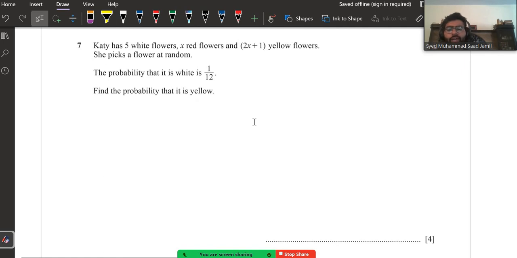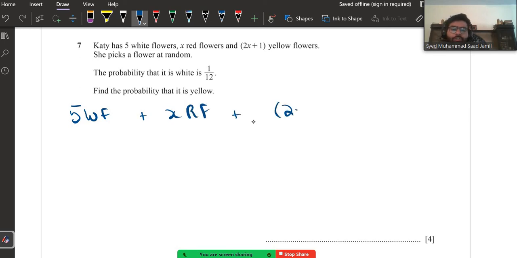Katie has 5 white flowers, x red flowers, and 2x plus 1 yellow flowers. She picks a flower. The probability that it is white is 1 upon 12. Find the probability that it is yellow. Never ever get intimidated by such questions. Just make data. 5 white flowers, plus x red flowers, and then plus 2x plus 1 yellow flowers. The probability that it is white is 1 upon 12.